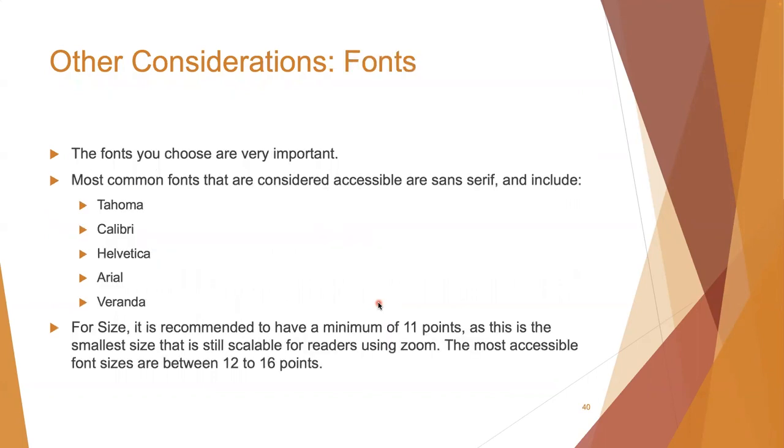Quick thing about fonts. Fonts you choose are very important. The most common fonts that are considered accessible are sans serif, and we've included some popular sans serif on this slide. For font size, it's recommended to have a minimum of 11 points. I don't know if anyone noticed when I was reformatting the captions, but I changed the font size to 11, and that is why. As we did this, because this is the smallest size that is scalable for readers using Zoom. And the most accessible sizes that we recommend using are between 12 and 16 points. Okay.